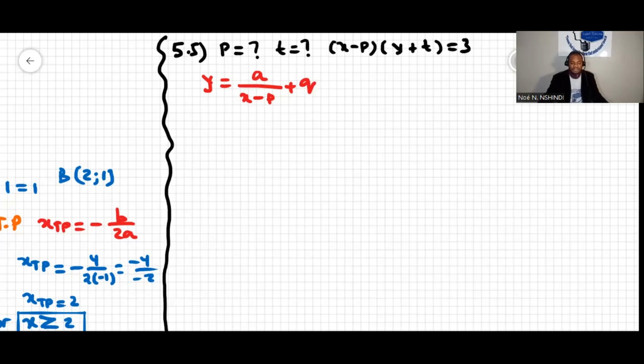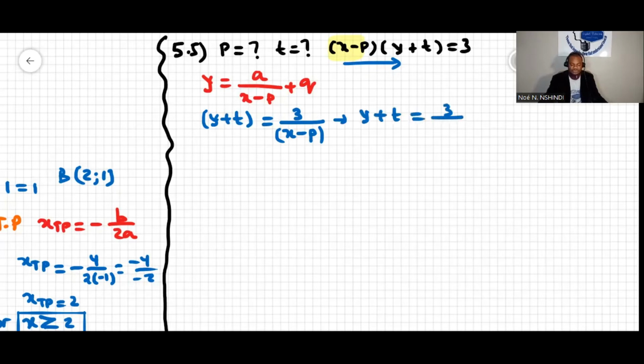Now, over here, I can transform this. I can move this part, the x minus P, to the other side of the equal sign. So I will be left with y plus T equal to 3 over x minus P. There's no need to put brackets here, but just for the sake of illustration, I'll keep them for so long. Then I can move the T to the other side. So this will be y equal to 3 over x minus P, minus T.